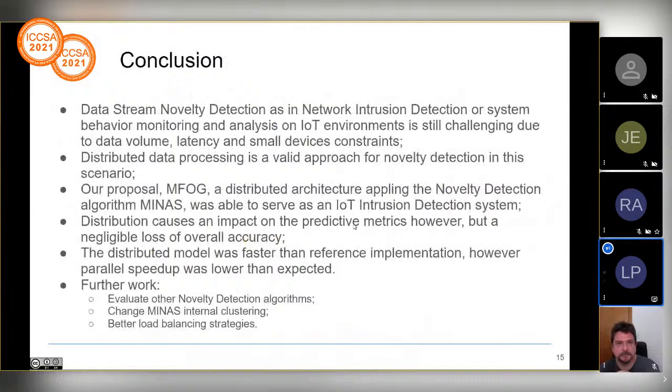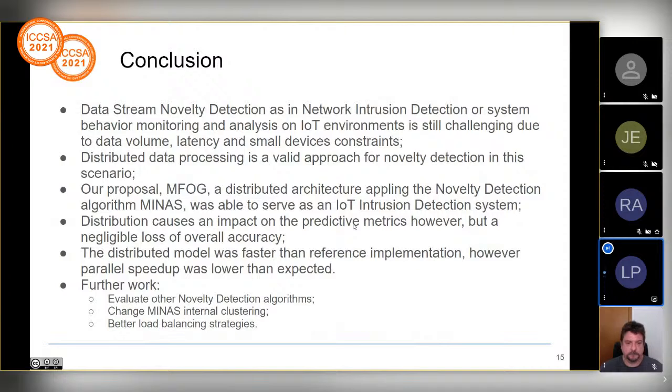In conclusion, data stream novelty detection, as in network intrusion detection or even system behavior monitoring and analysis on IoT environments, is still challenging due to the data volume, latency, and small device constraints. This approach has some success in handling intrusion detection in this constrained scenario, while the effects of distributing this algorithm cause an impact on the quality measurements, and mitigation of those impacts must be included in further attempts. Our implementation was faster than the reference one.